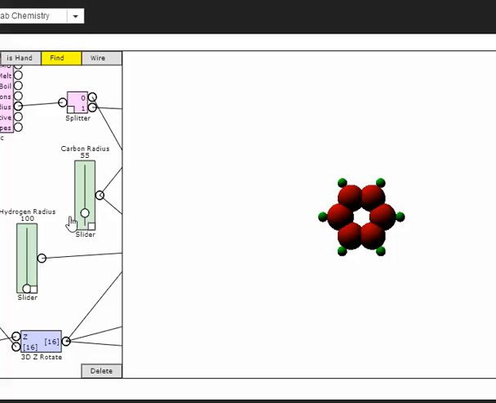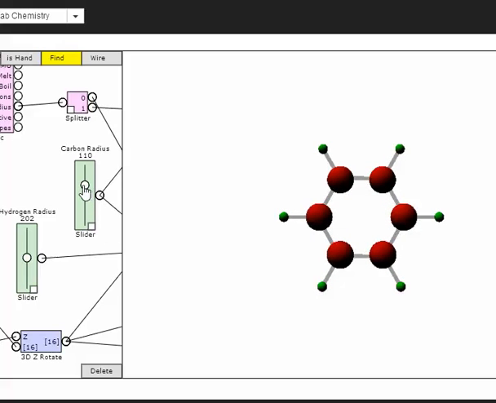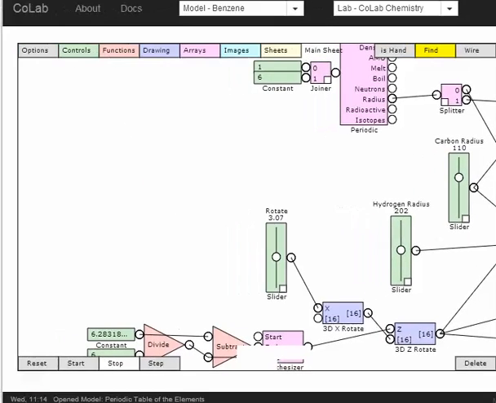And sometimes people like to see the bonds. They talk about, is this a single bond or a double bond? So they might like to see it like that. Anyway, this is just one of, obviously, millions of possibilities.